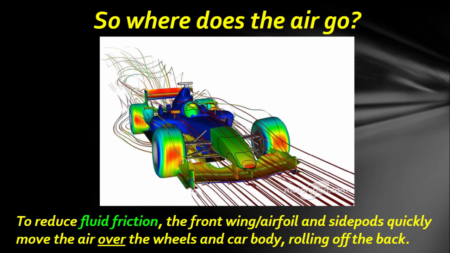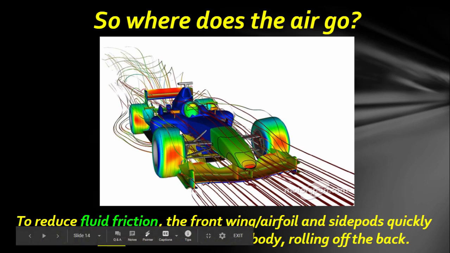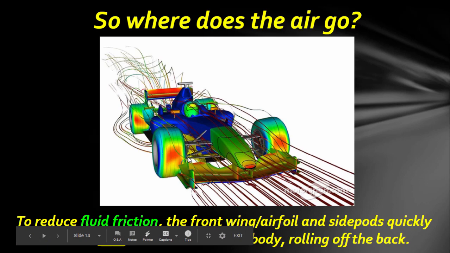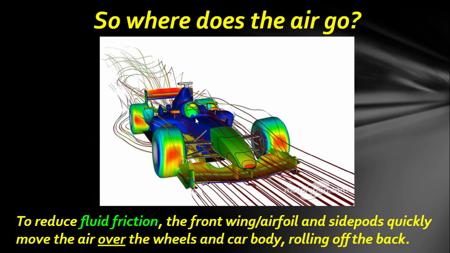Where does this air go? This image is probably a great example of how air is being redirected up and over the wheels, up and over the car body, and rolling off the back. We're trying to move this air as quickly from front to back with the least amount of resistance.